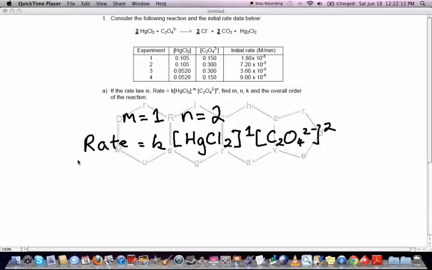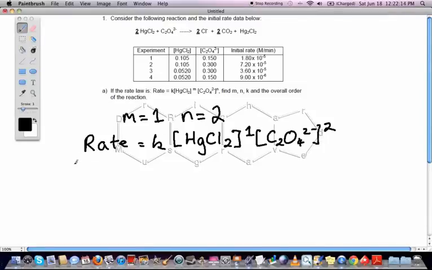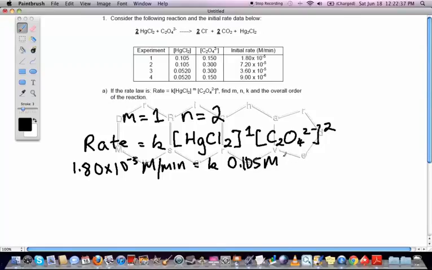We've got a rate that's going to be 1.80 times 10 to the negative 5. And the units of k will also be important, so I'm going to include units in my calculation as well. So we've got HgCl2, that's going to be 0.105 molar to the power of 1, and 0.150 molar to the power of 2.